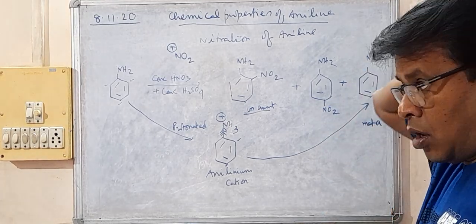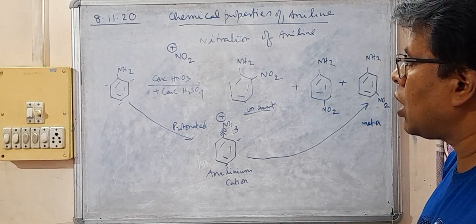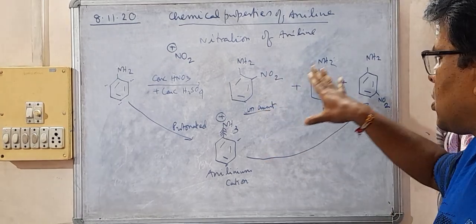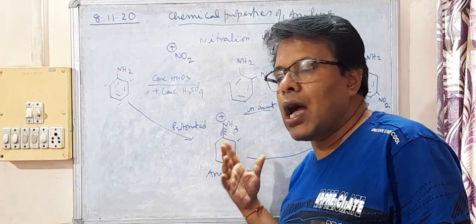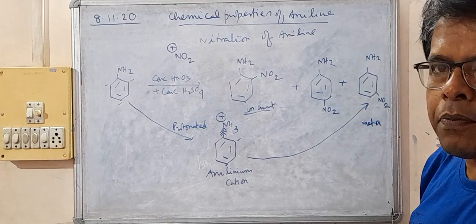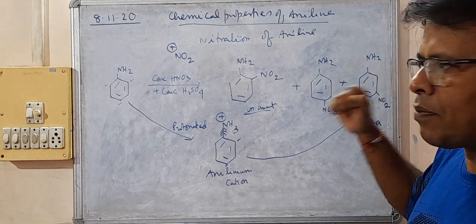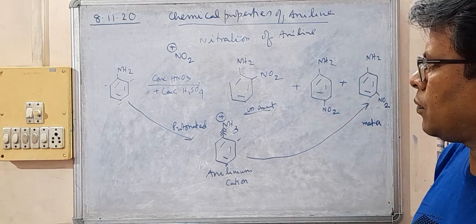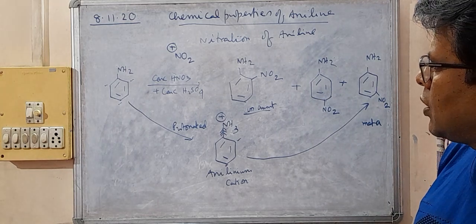So here there is one more question which comes. I will not explain that thing. Since we are getting ortho product, para product, meta product, a question can come here: how to increase the yield of para product? That you have to do. You will find the answer in the NCERT book. Okay, so this is nitration.